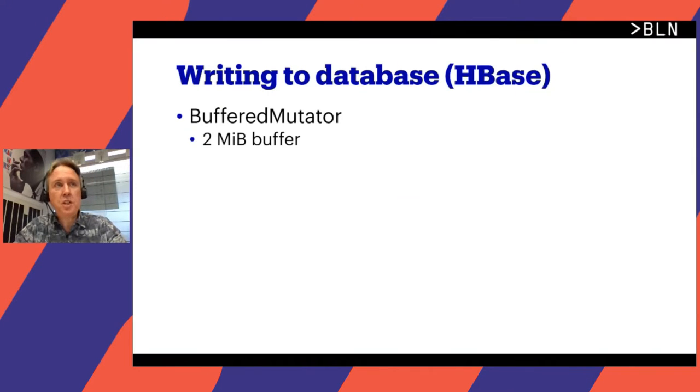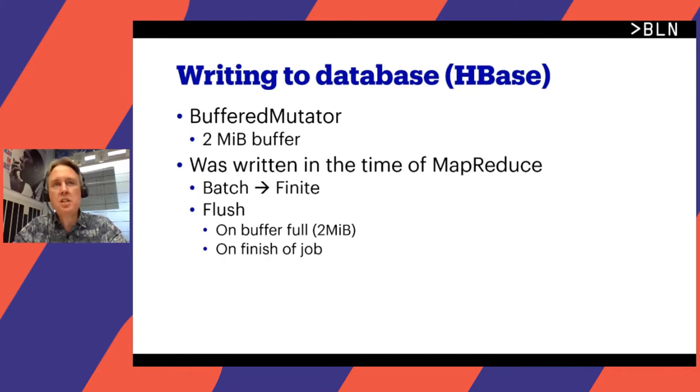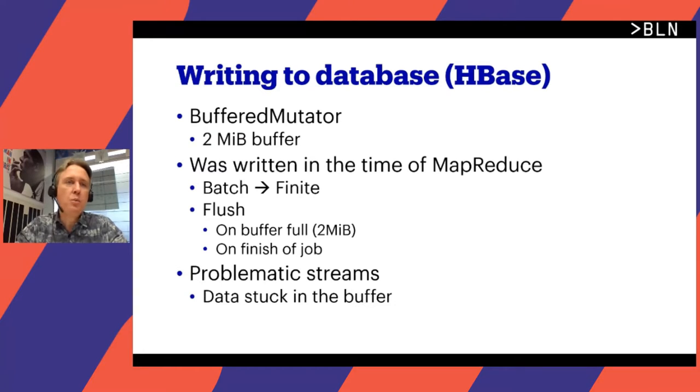HBase, the buffered mutator with a 2 MB buffer, the default setting, but you can change that. That was essentially written in the time of MapReduce. Everything was a batch. There were no stream processing systems. So the implementation simply flushes the buffer when it's full or when you close it down. When you do a shutdown, it does a flush. And if you have problematic streams, the data is stuck in the buffer, as I've shown.